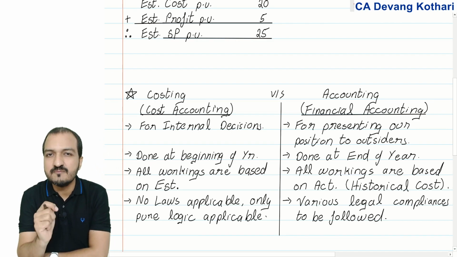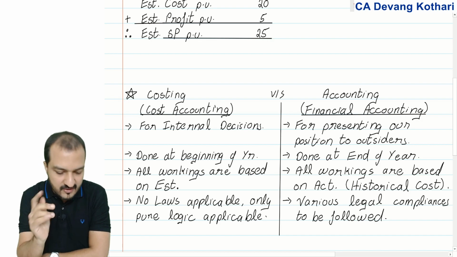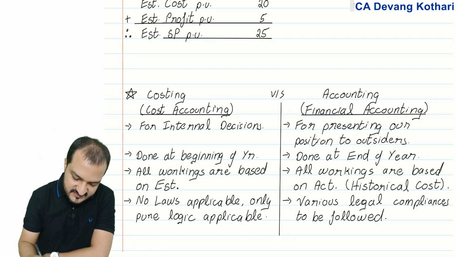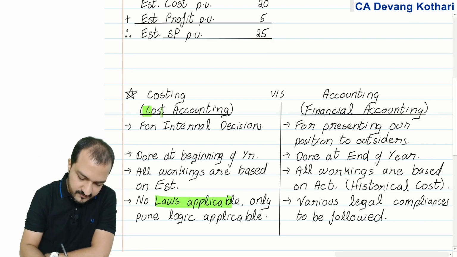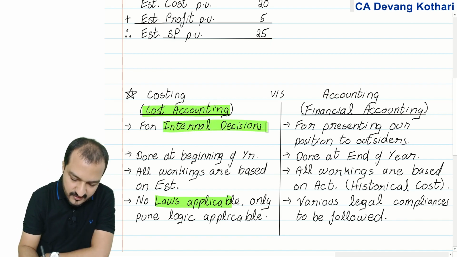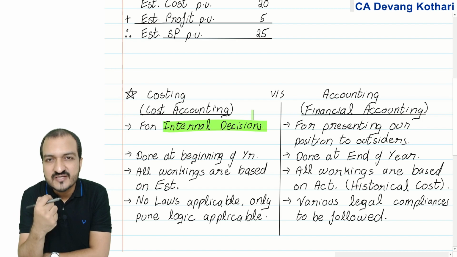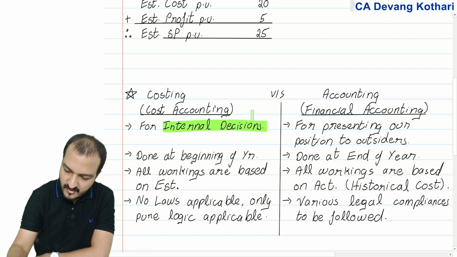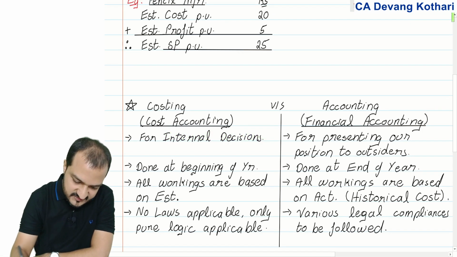Only pure and simple logic applicable. And I hope you understand this. Why is there no laws applicable in cost accounting? So this is for internal decisions. Now if this is for internal decision making, it is for decisions like these.